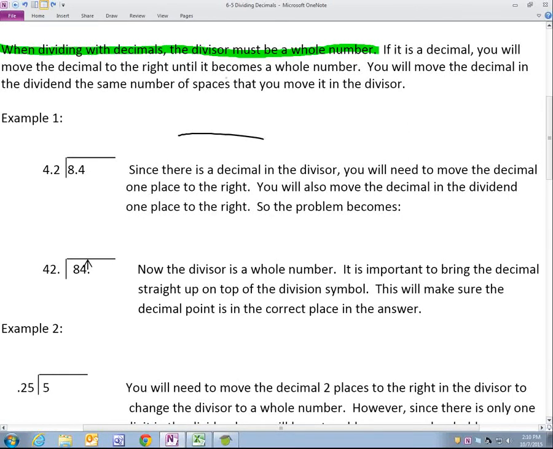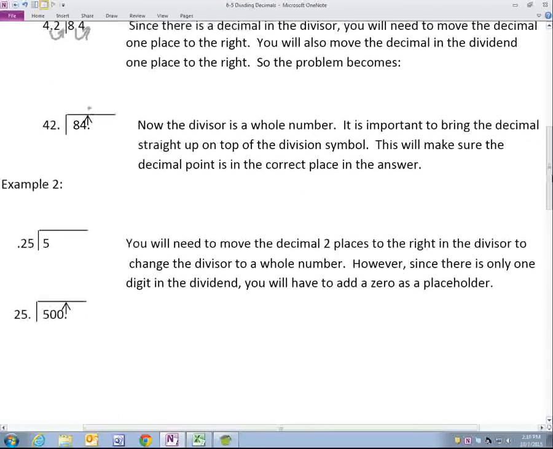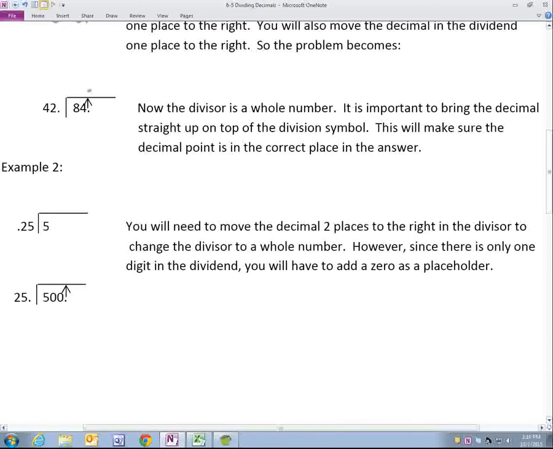So the problem becomes, so what we're doing is, I want you to write this. We are moving the decimal one place there and one place there. So now it becomes to look like the one below it. Now the divisor is a whole number. So it is important to bring the decimal straight up above the division symbol. So I want you to draw the decimal that has the arrow pointing to it. So like I just did up there, you're going to write that decimal. This will make sure that the decimal point is in the correct spot of the answer.